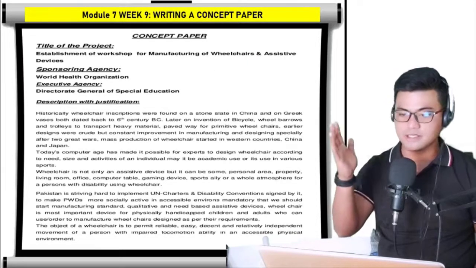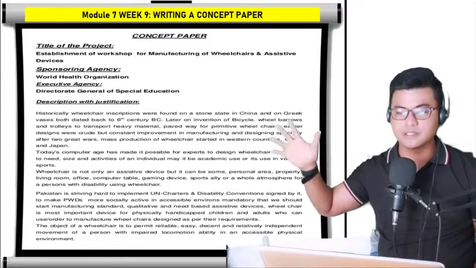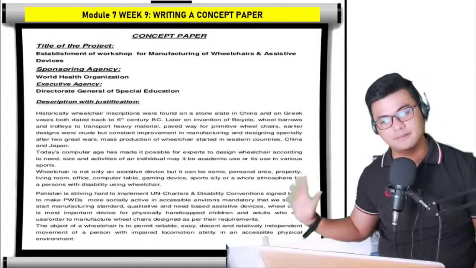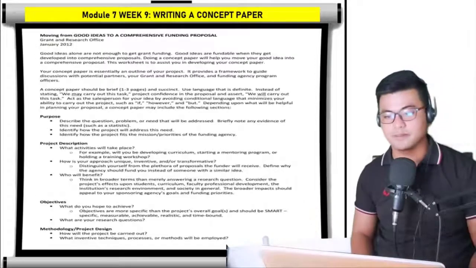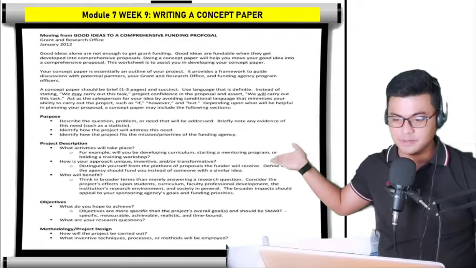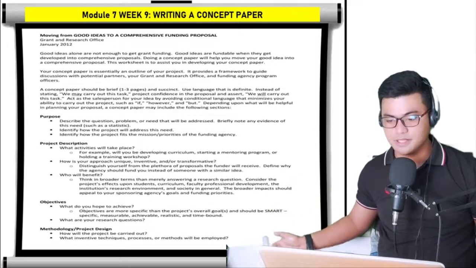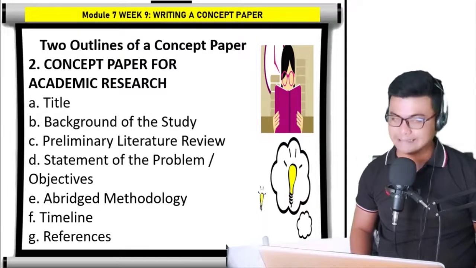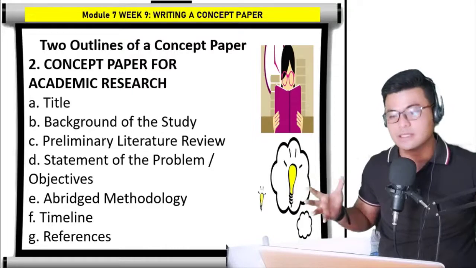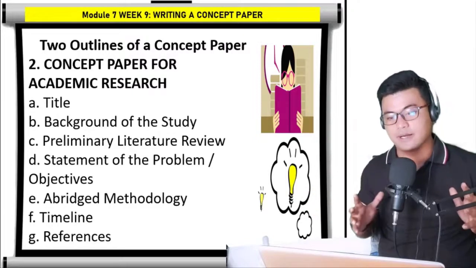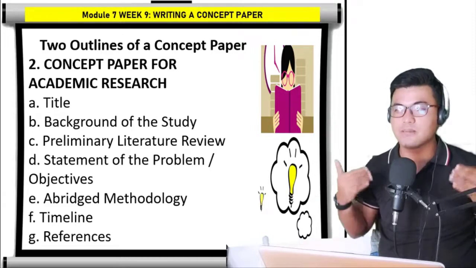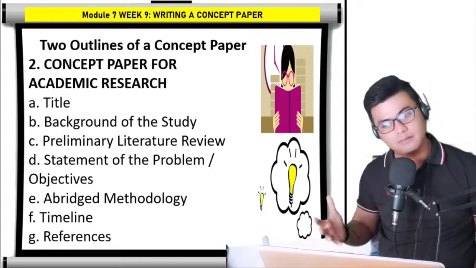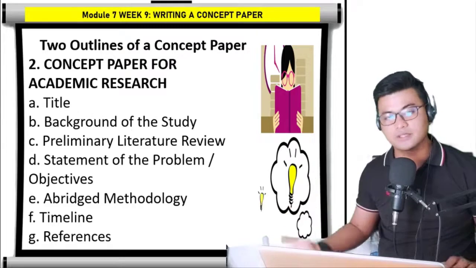So, for example, yan, title of the project, sponsoring agency, World Health Organization, executive agency, and then description with justification, papaliwanag, okay? And then, yun yung example ng concept paper, not the project, okay? So, yan, purpose, the description, objectives, and methodology, right? Now, let's proceed to the concept paper for academic research. Ito yung thesis. Okay? Before it became a thesis or becomes a thesis, concept paper muna. Right? Para, kumbaga, magpo-propose ko pa lang, once approved, dun mo pa lang siya gagawin. Okay? So, the title, the background of the study, the preliminary literature review, the statement of the problem or objectives, the abridged methodology, the timeline, and of course, the references.